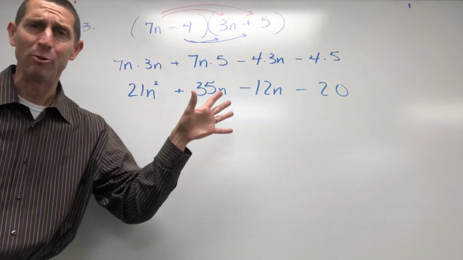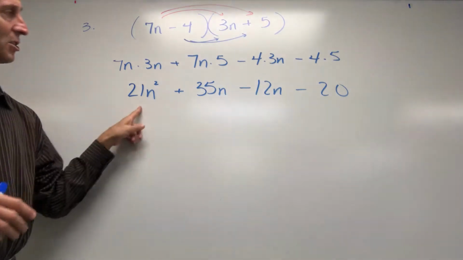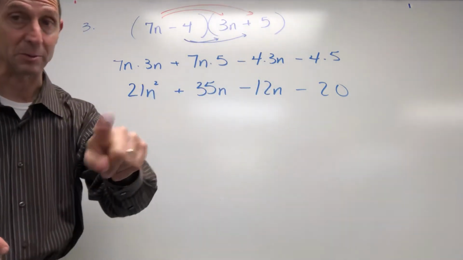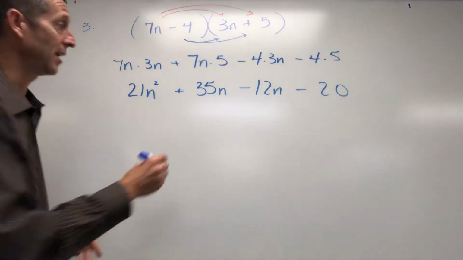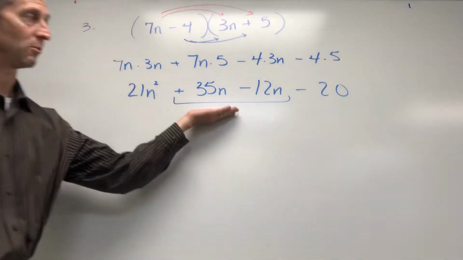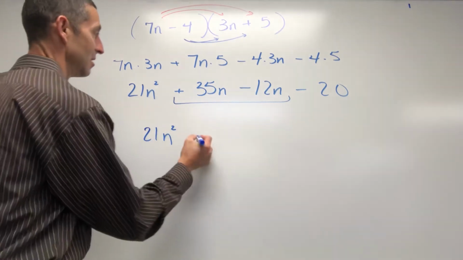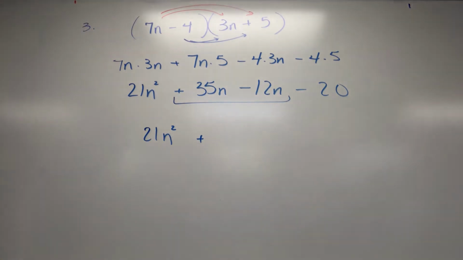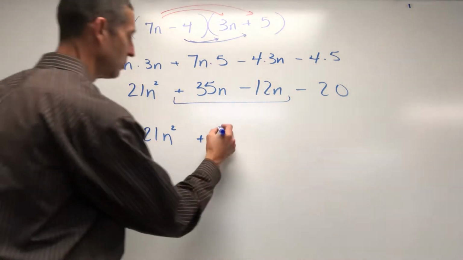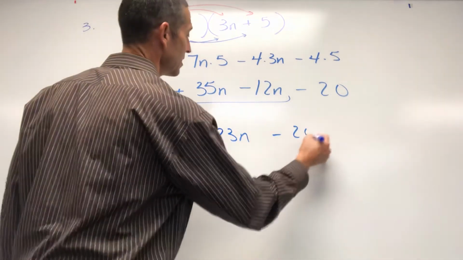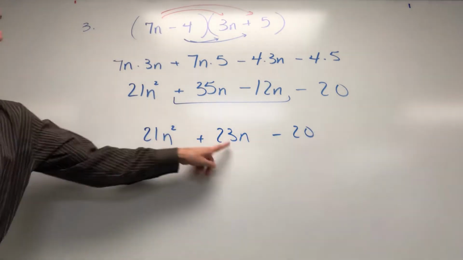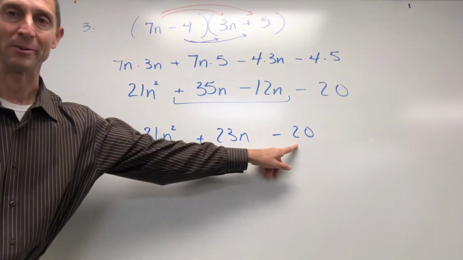And how it normally works is after you're done with the multiplying, and we love multiplying, you can multiply whatever you want together. It's awesome. You got to check for like terms for adding and subtracting. Add and subtract, you got to be very careful. So we only have like terms right there in the middle with the n's. So we're going to do a little 35 minus 12. We got 23n. Bring down the 20. N squared, just plain n, just plain number.